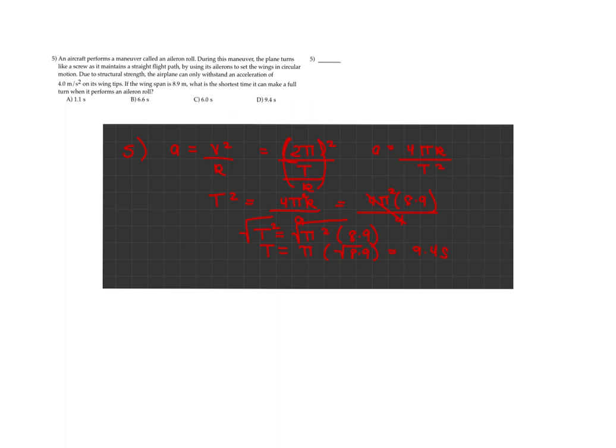We see here that the wingspan is 8.9, which is the radius. So we have 4 pi squared over 8 times 8.9 over 4. That 4 can be canceled out, and we're left with t squared equals pi squared times 8.9. So we get the square root of t squared and pi squared 8.9, and we're left with t equals pi times the square root of 8.9, and the answer that gives us is 9.4, meaning that the answer is D.